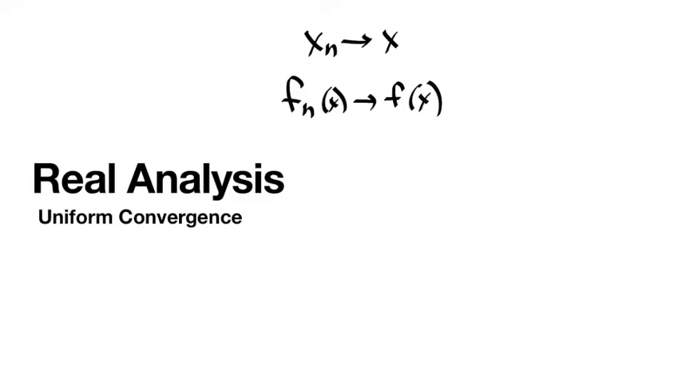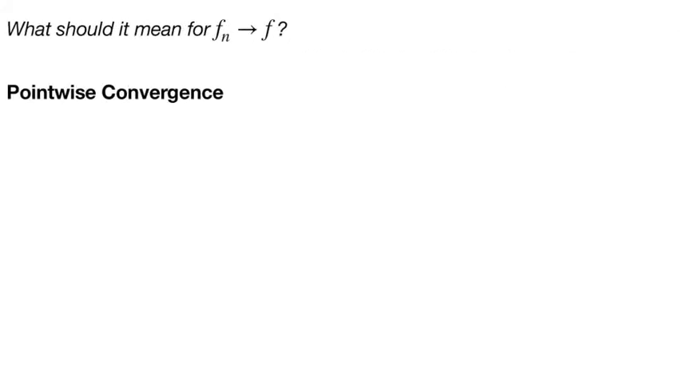So the big idea is instead of thinking about one point, we're going to think about lots of points, and we're going to find that there's an intuitive way we might define this, and that way is actually not the best way. So what would be the intuitive way that you should define Fn going to f? Well, that would be pointwise convergence. So what would it mean to converge pointwise?